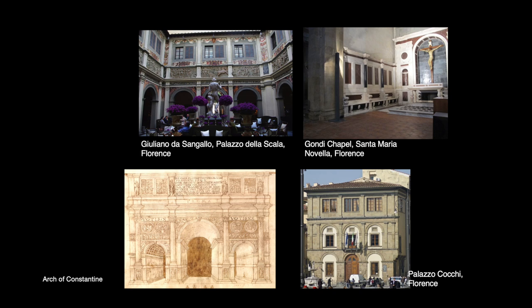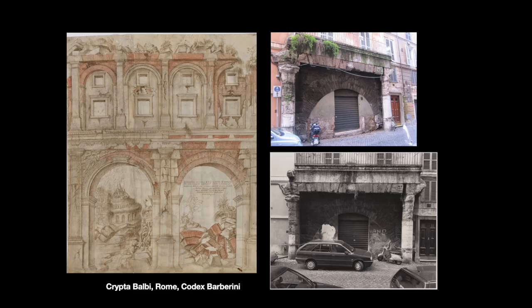It's a model that can be used in a pretty literal way with all the relief sculpture, but it can also be seen in a more abstract way, just as the system of the arches and the pilasters. And then this is an interesting case where this is what remains of this building, the so-called Cryptobalbi. It's actually not at all clear what it's really called.